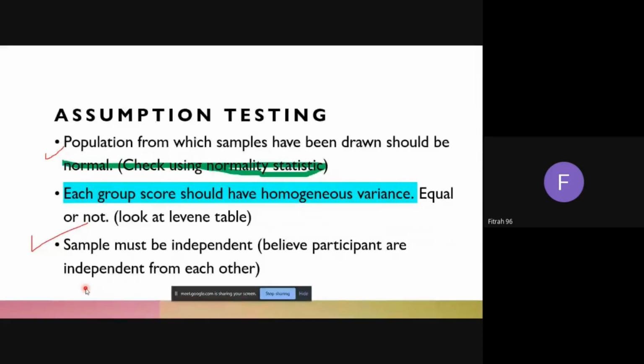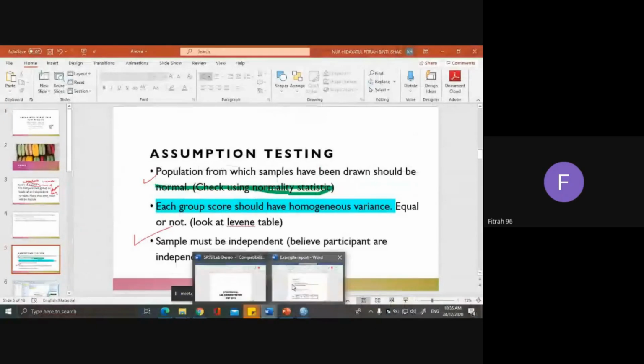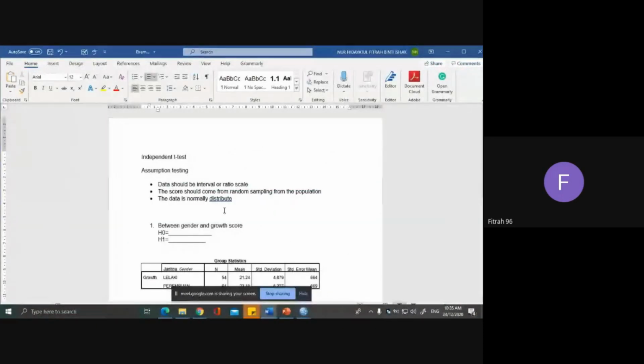Same with when you want to do an independent test, you have to make sure that the data fits these 3 requirements, then you can proceed with independent test or Anova or paired test. That is the meaning of assumption. It's a criteria that our data has to fulfill.